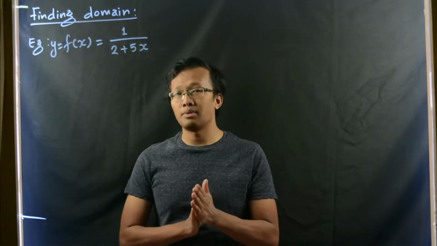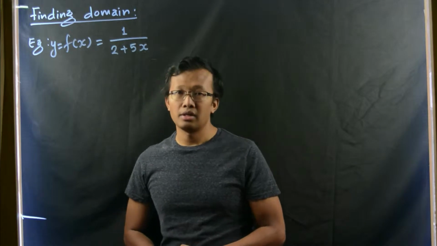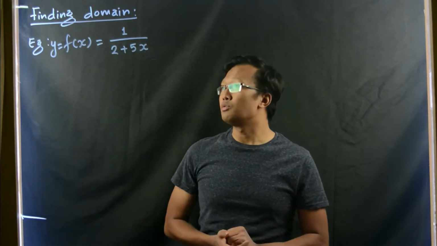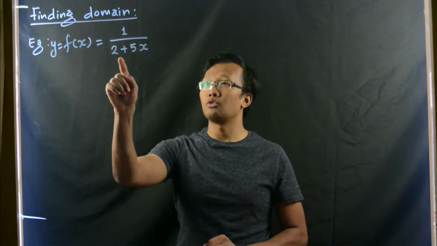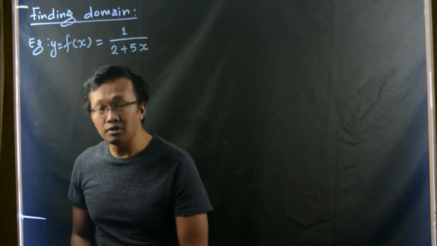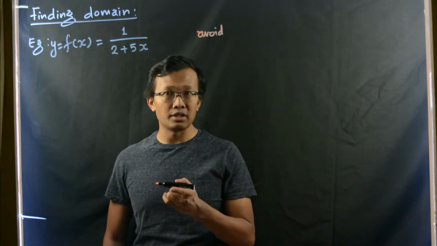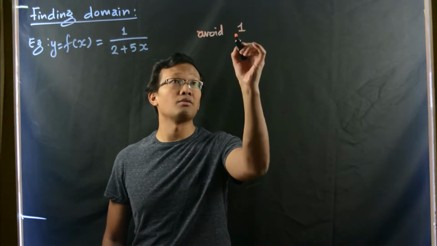Let's do some examples about finding the domains of various kinds of function. Here we have an example, y equals f of x equals 1 over 2 plus 5x. This is a quotient function, and we know that for quotient functions we must avoid zeros in the denominator. Avoid 1 over 0.